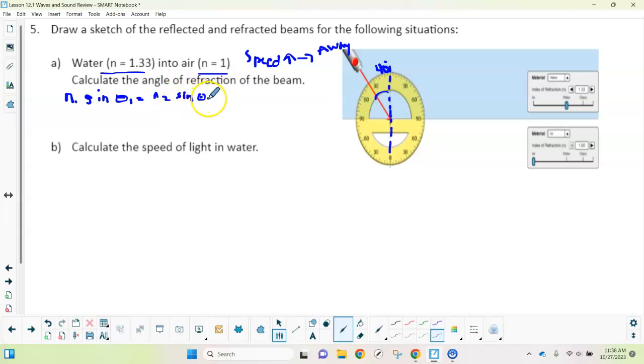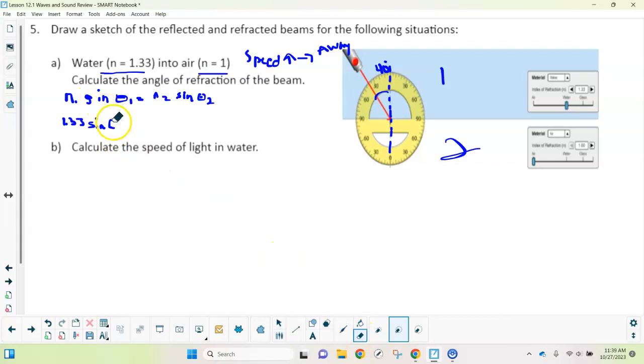So if we plug in the values that we have in this problem, the first index is what we start out in, the second index is what we end up in. The index is just the number that represents the material, the ratio of the speed of light in the material to the speed of light in a vacuum. So 1.33, that's what we're starting in. Sine of the angle, we have to measure this angle, and if you count that off, it's 40 degrees. That's equal to the new index, which is just 1, because it's going into air, which has an index of 1, and then the sine of theta 2.